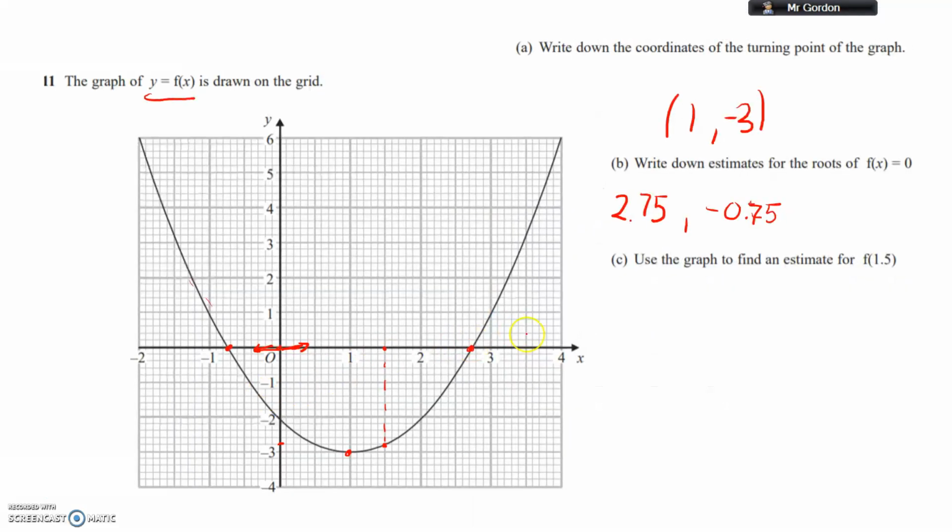Okay, so let's write that down before I forget. Minus 2.8 would be the answer for that one.